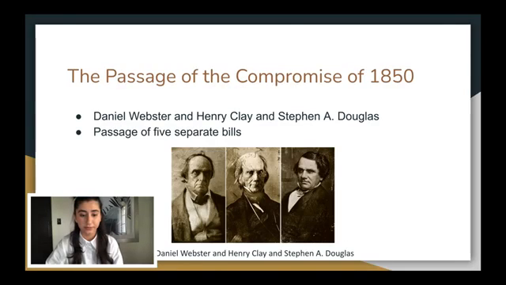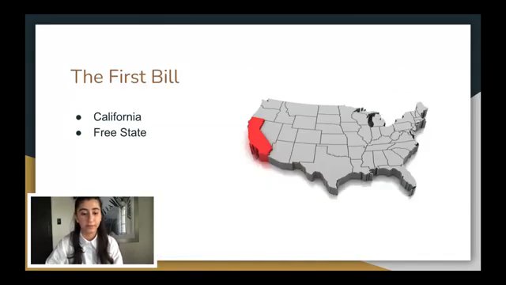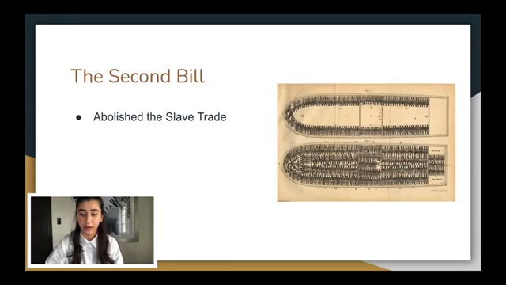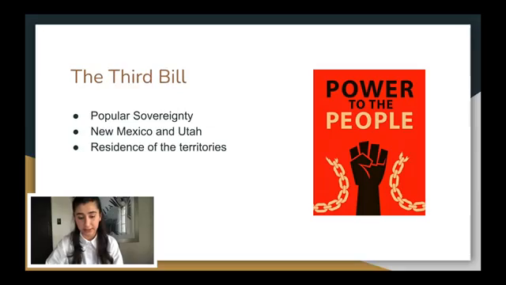After the rise of debates, Whig leaders Daniel Webster and Henry Clay and Stephen A. Douglas won a passage of 5 separate laws, collectively known as the Compromise of 1850. California was added to the Union as a free state based on the first bill, altering the balance in favor of free states. The second bill of the Compromise of 1850 abolished slave trade and not slavery in the District of Columbia to satisfy the northern states.